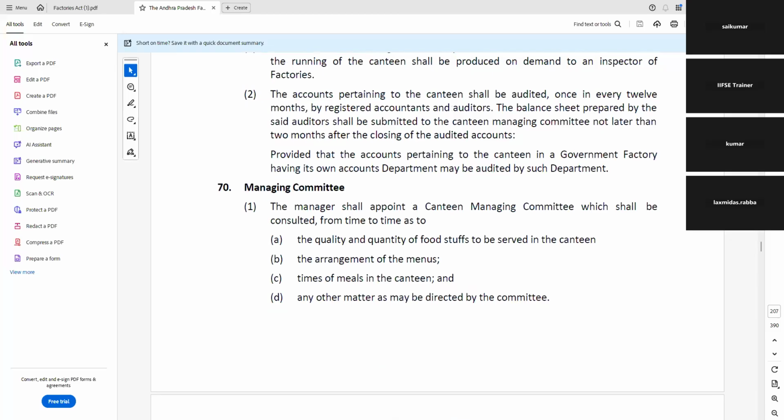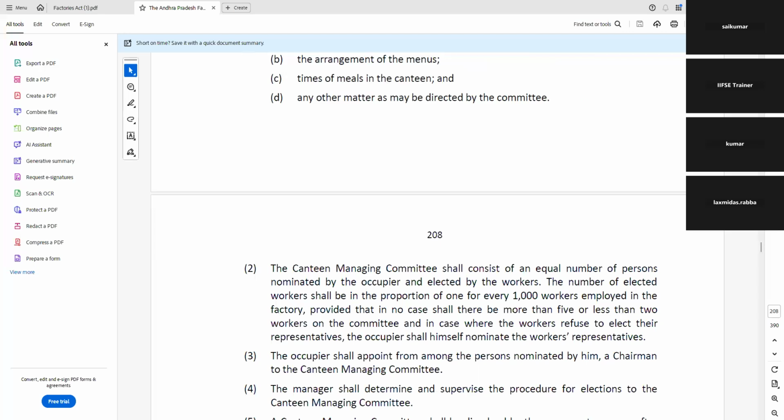So regarding the committee, as we have seen, there should be a formation of a committee which takes care of the canteen. So a manager shall appoint a canteen managing committee, which can be consulted from time to time on the quality and quantity of foodstuff to be served in the canteen. So they will discuss the quantity and quality, the arrangement of menus, and times of meals in the canteen. Also, any other matter as may be directed by the committee. Okay, these are the things they used to discuss.